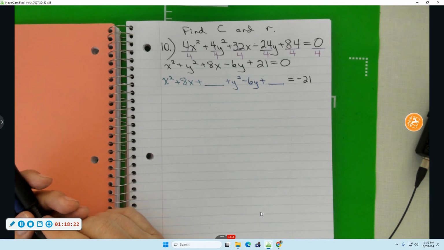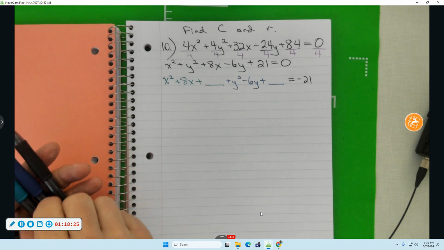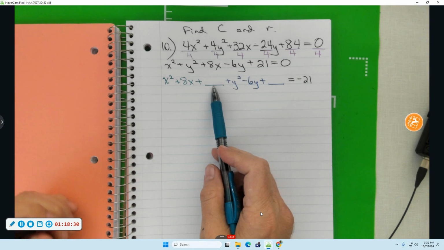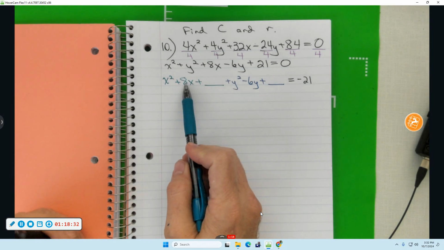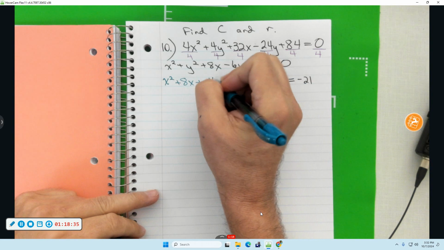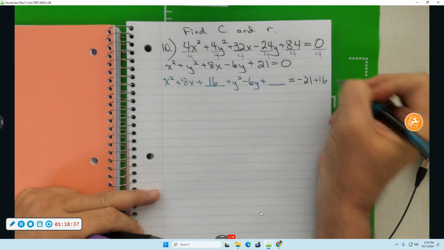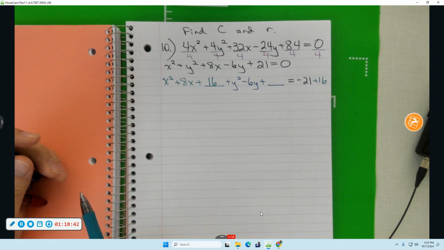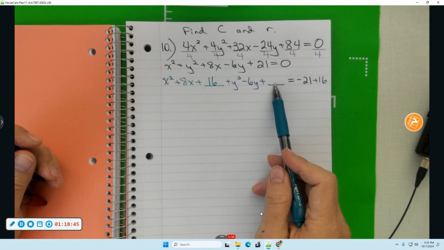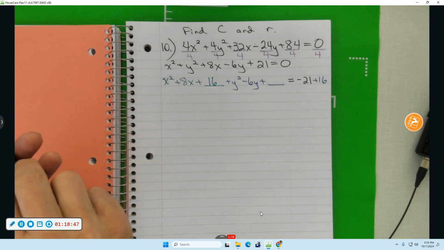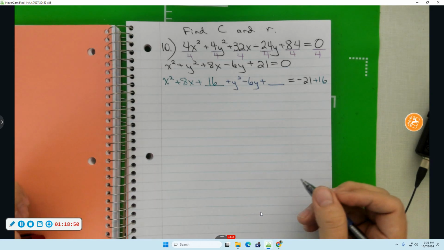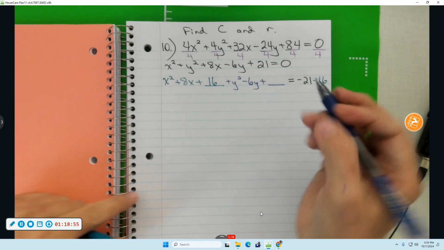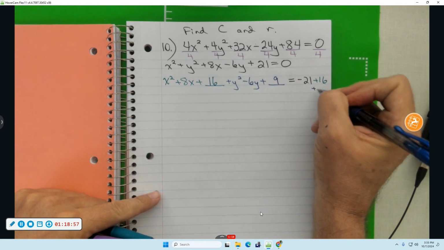What number are we going to add beside x squared plus 8x? What number is going to go here? 16. 8 divided by 2 is 4. 4 times 4 is 16. Add it to both sides. You're going to maintain that balance. What number is going to go beside y squared minus 6y? 9, I agree. 6 divided by 2 is 3. 3 squared is 9, so we go plus 9, plus 9.